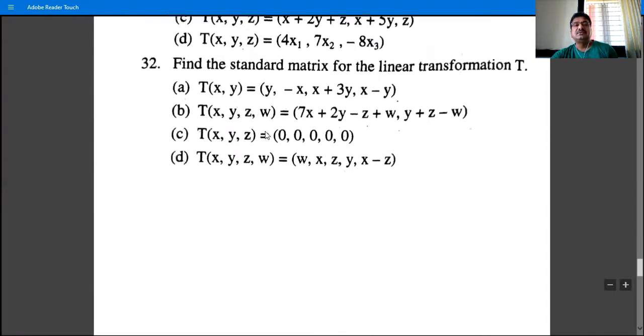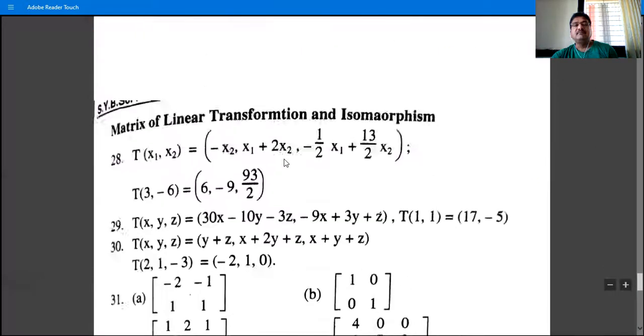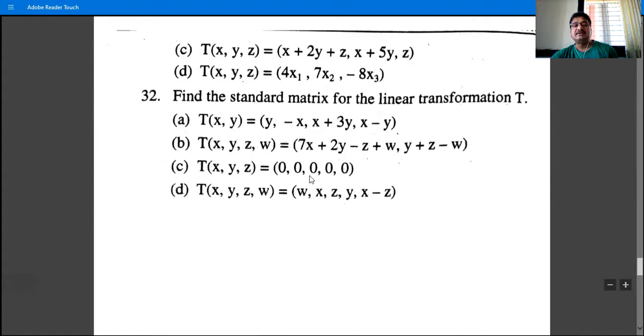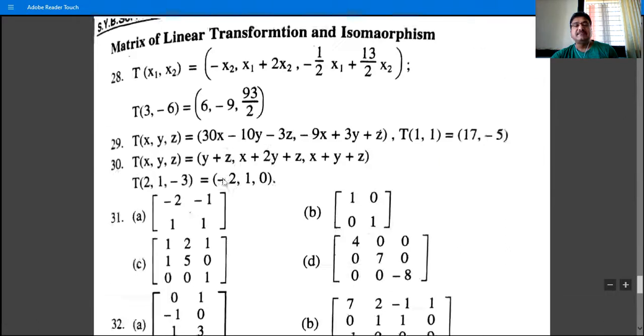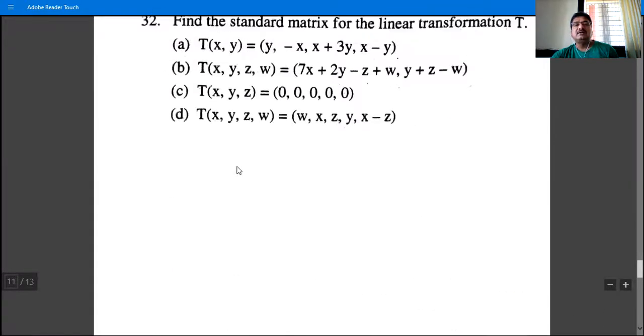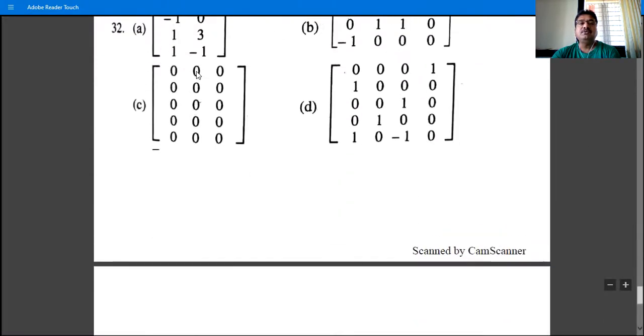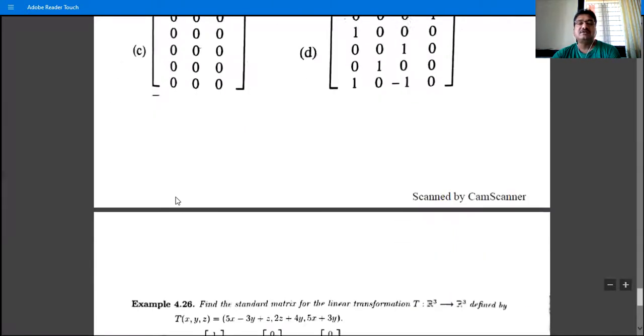Similar example. Then find the standard matrix for this linear transformation. Answers are given. If we observe this linear transformation, T(x, y, z) is equal to (0, 0, 0, 0, 0). This is the zero vector, because this is a linear transformation from R3 to R5. What is the standard basis for R3? E1, E2, E3. So T of E1 is the zero vector, as the first column. T of E2 is again zero, so write it as the second column, and T of E3 is zero. So this is the standard matrix for that linear transformation.